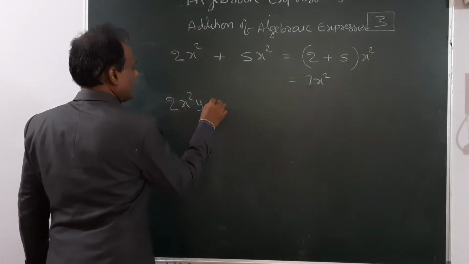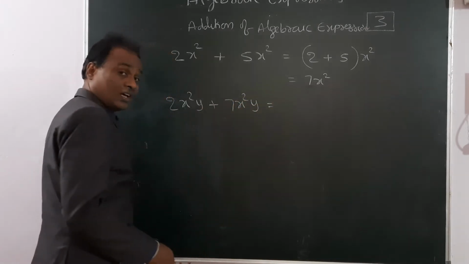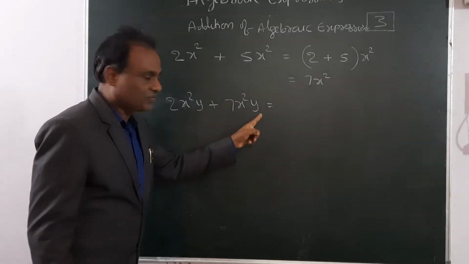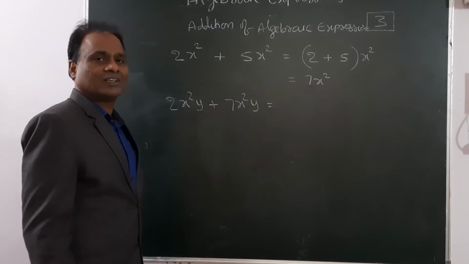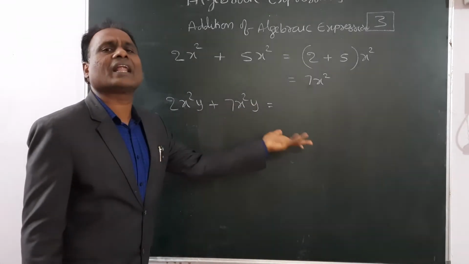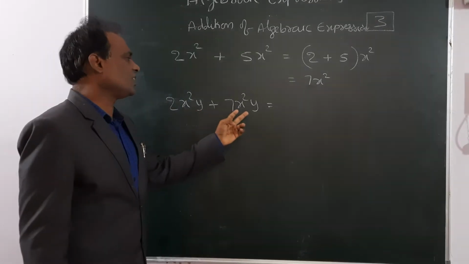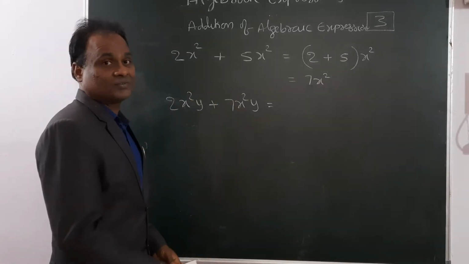2x square y plus 7x square y. We can add these two because they are like terms. xy, xy, x power 2, x power 2, y power 1, y power 1. Simply we can say 2 mangoes, 7 mangoes, total 9 mangoes. Like that, 2x square y, 7x square y, total 2 plus 7 is 9x square y.